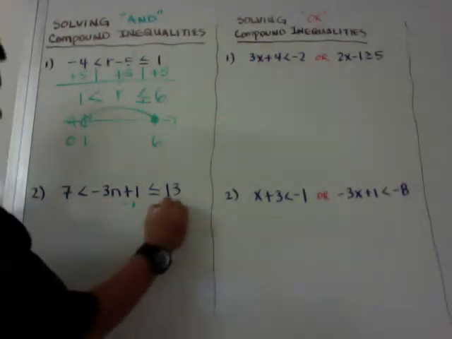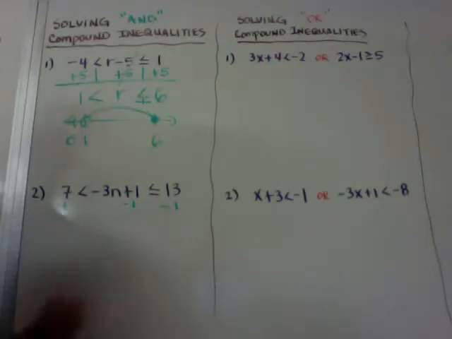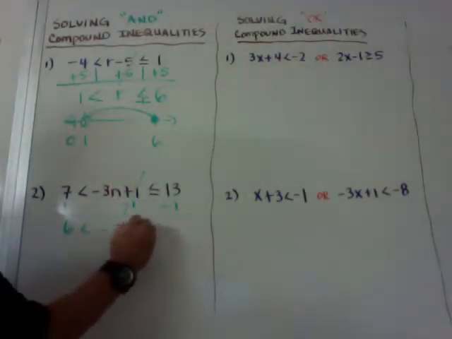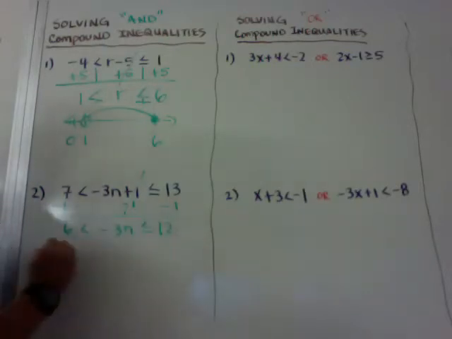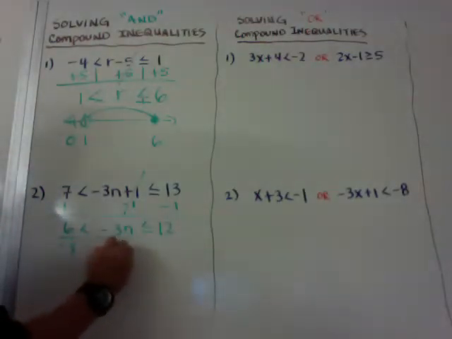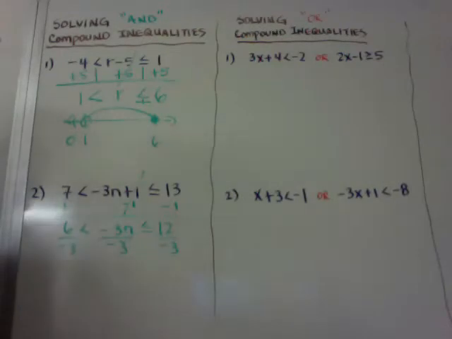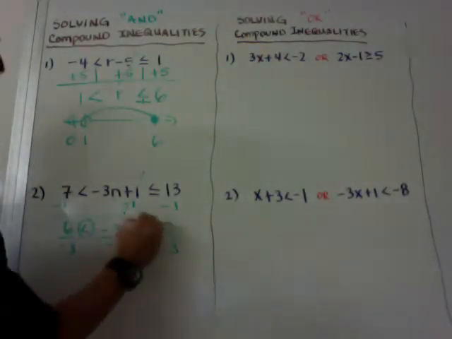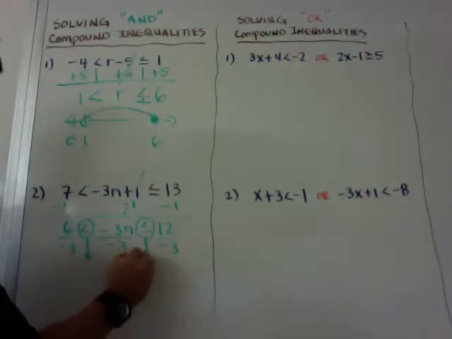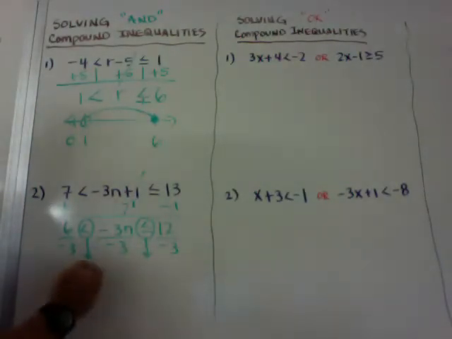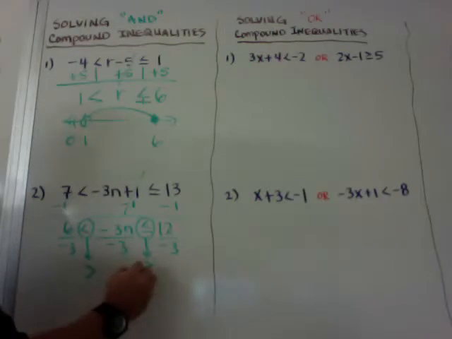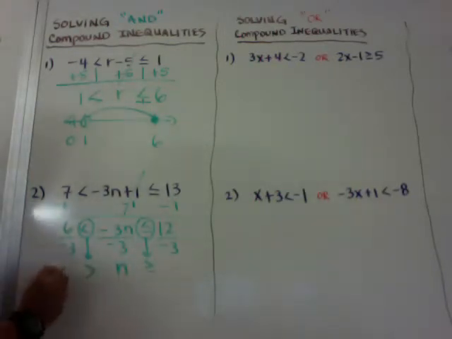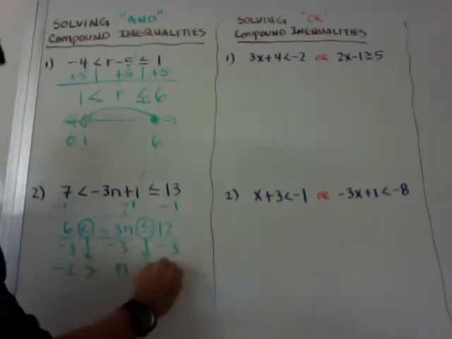If I minus 1 from all three of these, okay, to get rid of this, now I have 6 less than negative 3n and less than or equal to 12. When I divide by negative 3 here, and this is key, you need to flip the sign. Again, when you multiply or divide by a negative with inequalities, you need to flip the signs. So this becomes a greater than, and this becomes a greater than or equal to. Okay, this just becomes the n in the middle. When I do this, this becomes a negative 2. And when I do this, it becomes a negative 4.